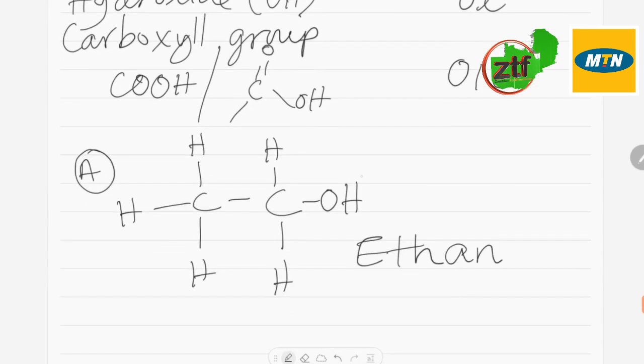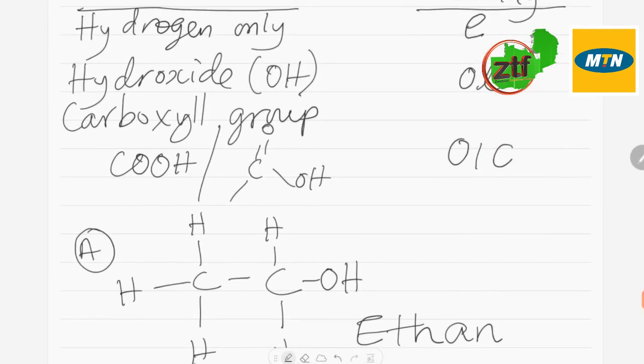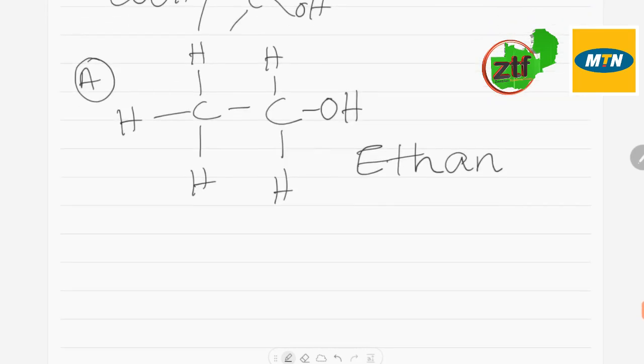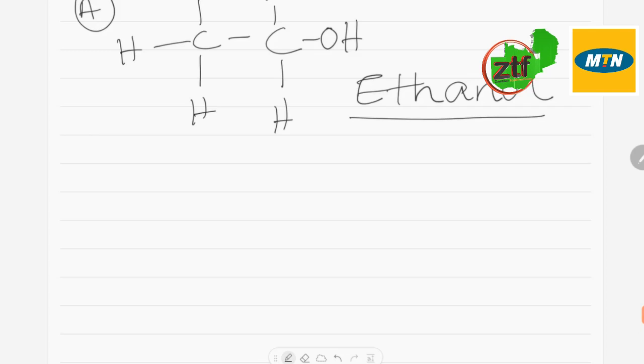Also, we consider what is attached. In this case, if what is attached is a hydroxide OH, hydroxy, the name ending becomes OL. So this is ethanol. So that is how we name the compounds. So A is ethanol. Let's look at B.